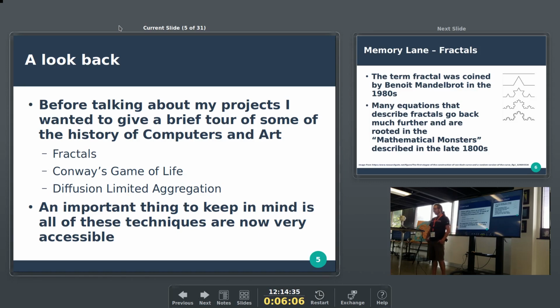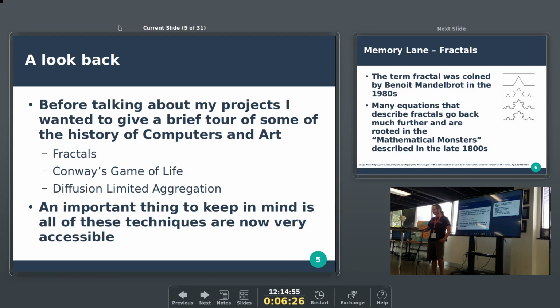So I'm going to talk briefly about fractals. I think it would be remiss to talk about computer science and art and not touch a little bit on fractals. I'm also going to talk a little bit about Conway's Game of Life and about diffusion limited aggregation, which is a mouthful, but basically you can use it to make pretty pictures.